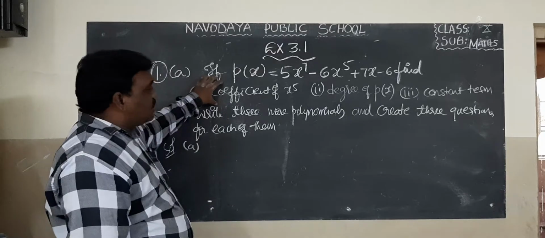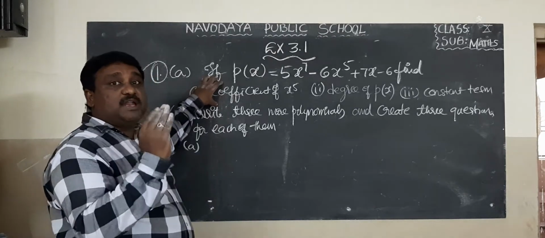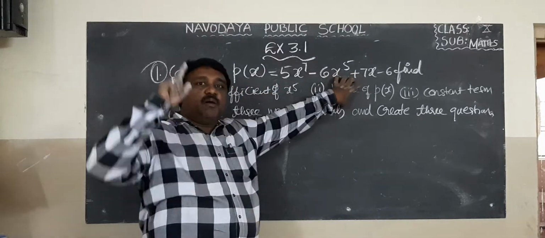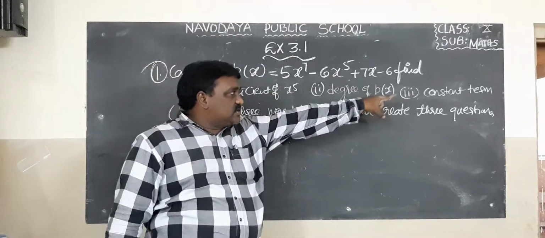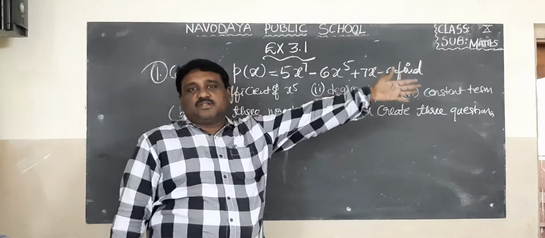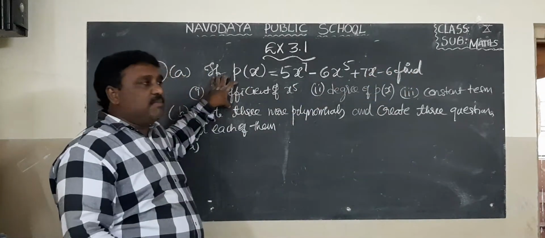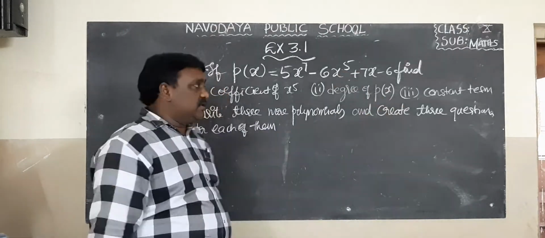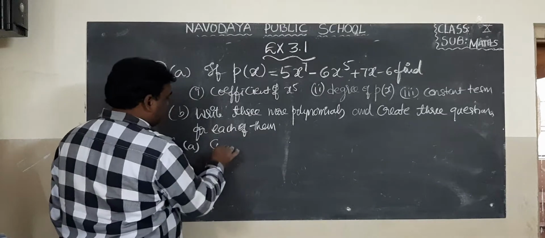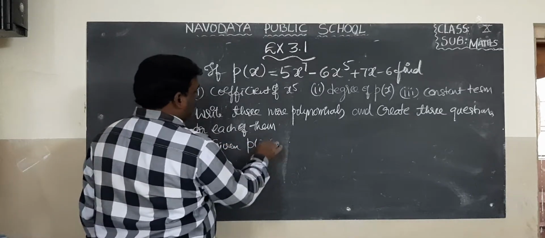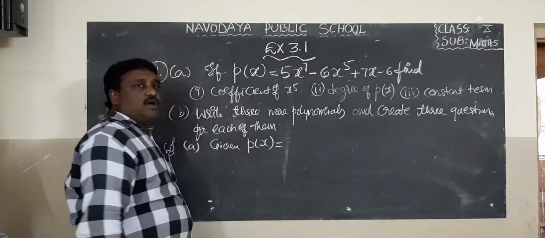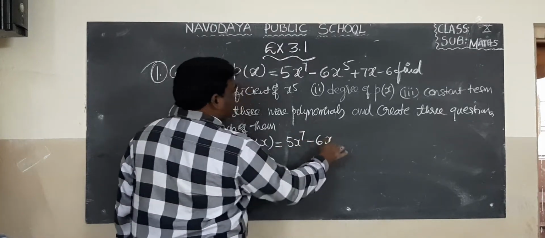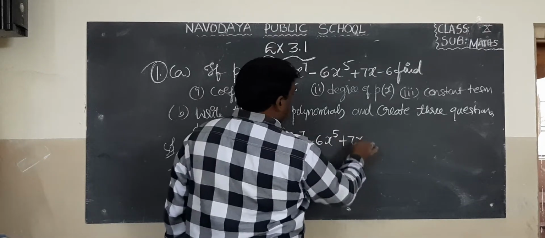What is the first question? Coefficient means front number. Front number is known as coefficient. Degree means top number. What is constant? Last number is known as constant. Coefficient, front number. Degree, top number. Constant, last number. So first one, given p of x equal to, p means polynomial, x means variable, 5x power 7 minus 6x power 5 plus 7x minus 6.